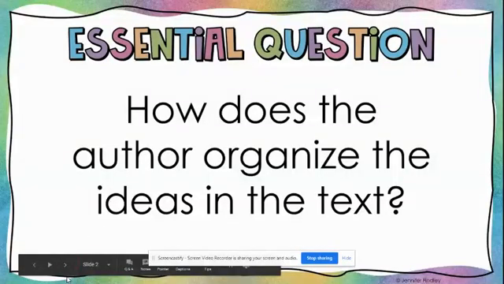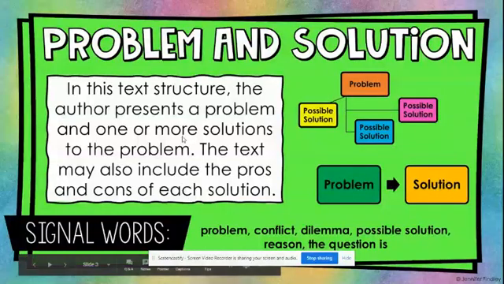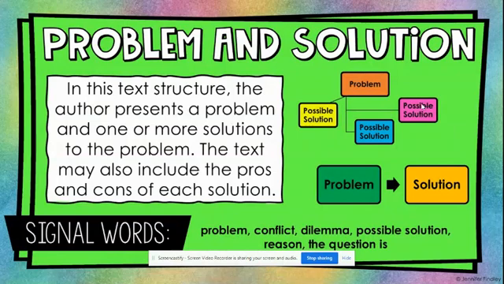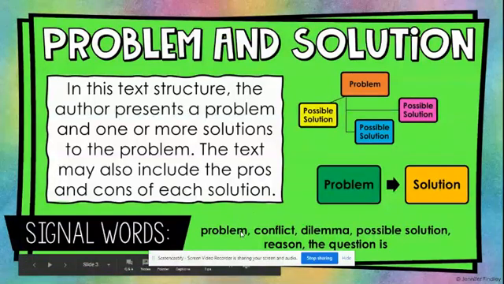Okay, how does the author organize problem and solution? So in a text, there could be one problem that has multiple different solutions, like different things that come out of it. Or it could be one problem with one solution. So you would look for problem, conflict, dilemma, possible solution, reasons. The question is.